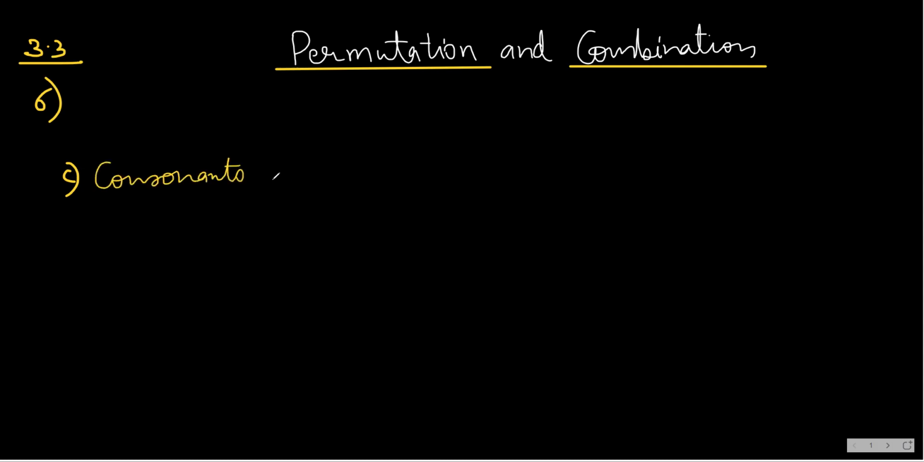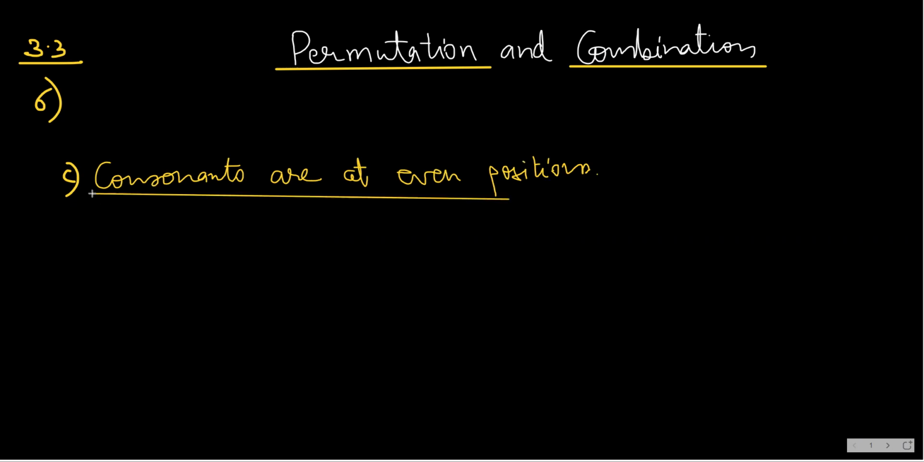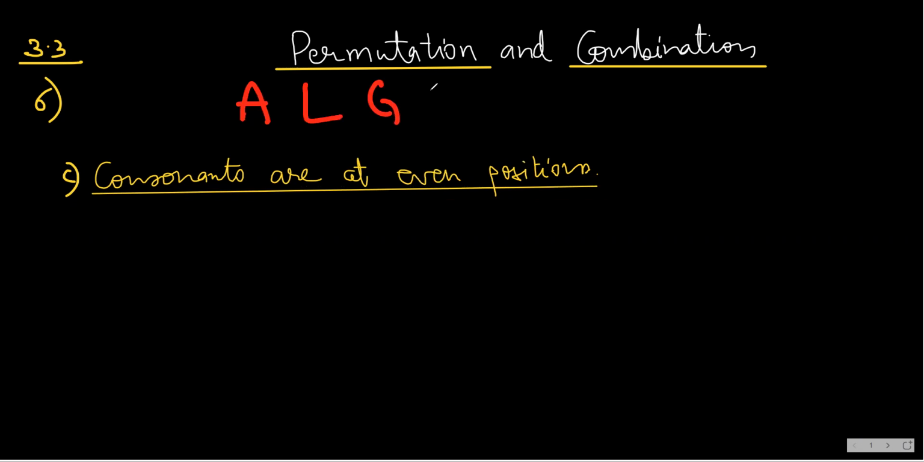Consonants are at even positions. Now see students, when they say consonants are at even position, what does that mean? What was the word that we had? The word was algorithm. Algorithm was the word. Now, as you know, students, there are 3 vowels in this.